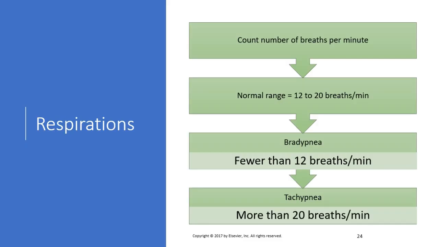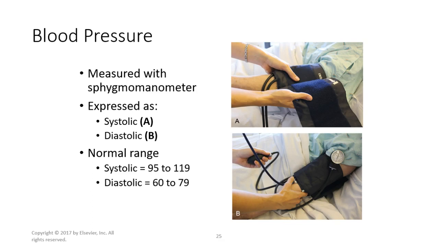All right, respirations. Count the number of breaths per minute. So the normal range is 12 to 20. Fewer than 12 breaths per minute is bradypnea, and tachypnea is greater than 20. Whoops, going the wrong way.